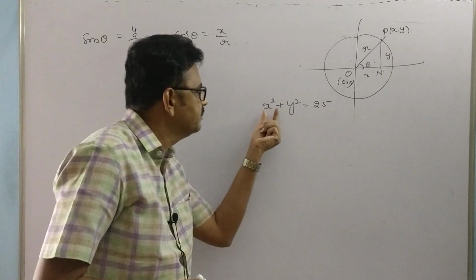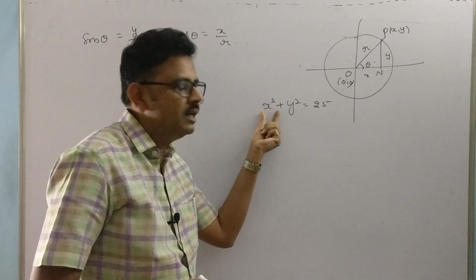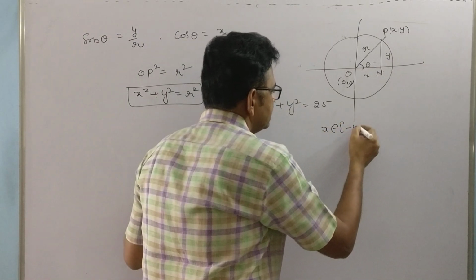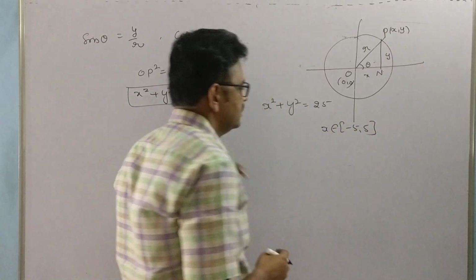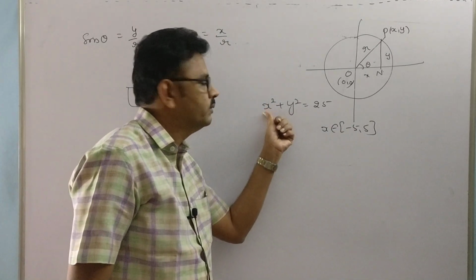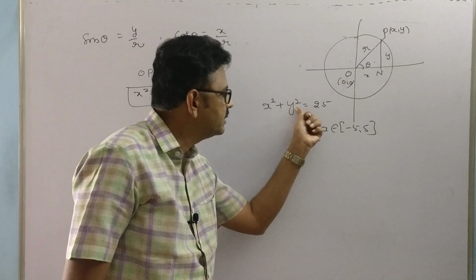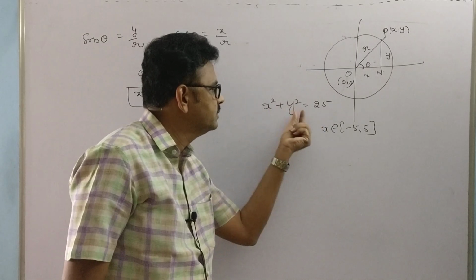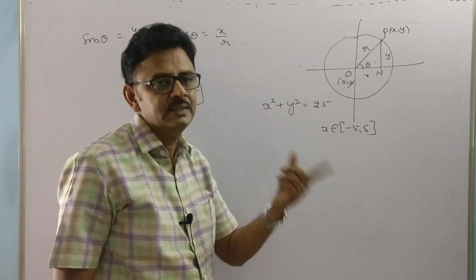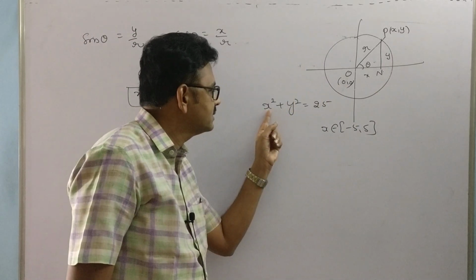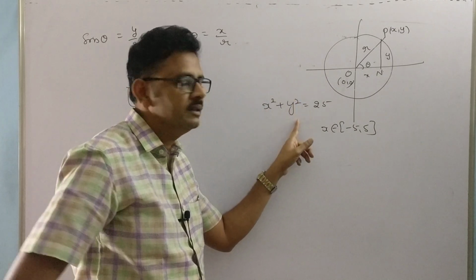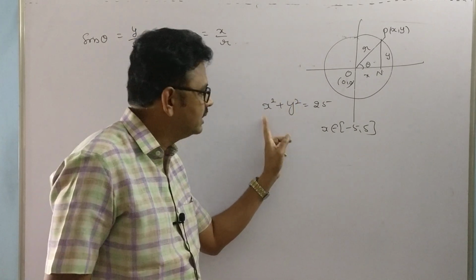So the maximum value of x, x belongs to what? Minus 5 to 5. If you take x value as 5, 25 plus y square, then y becomes 0, 25 plus 0 is 25. So it is not possible to take x value as 6. Why? Because x square is 36, 36 plus something because of y square, so it is not possible.